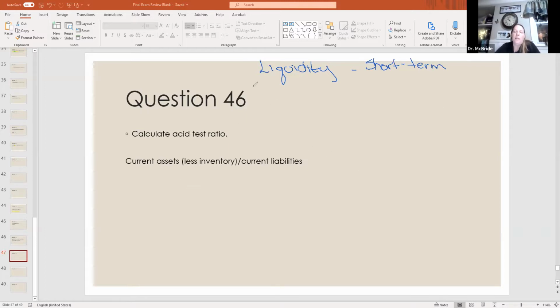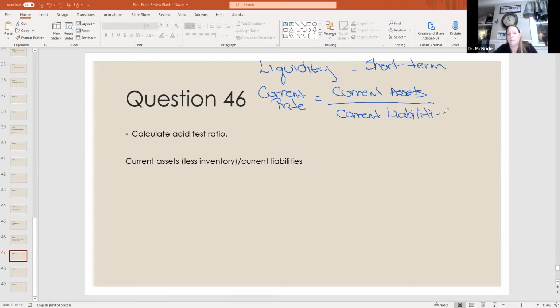The two big ones are the current ratio, where you take your current assets and divide them by your current liabilities, and the other one, the acid test ratio, which is basically current assets less inventory. When you do the acid test ratio, what you're doing is taking inventory out of the current assets.